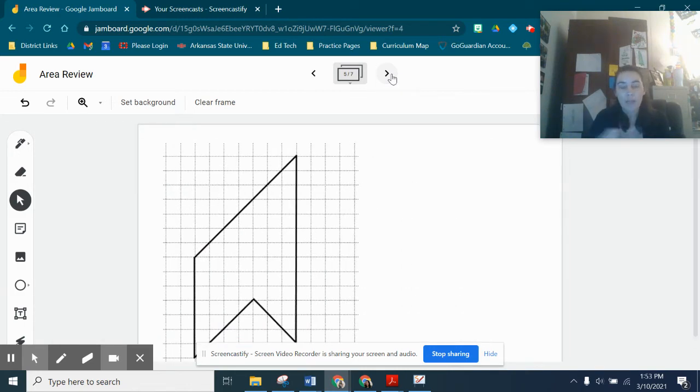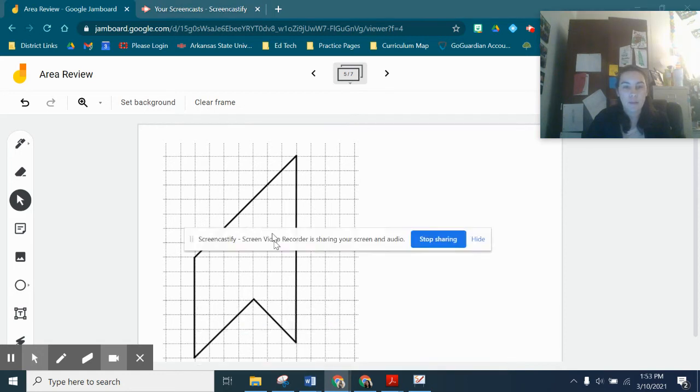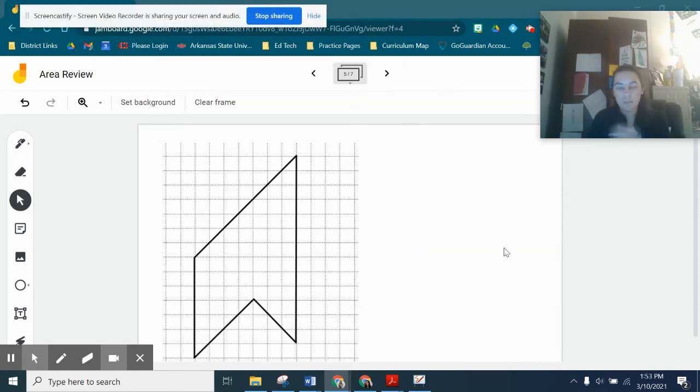Okay, this next one is an irregular shape, so I'm going to move our little thing out of the way. The first thing, when you have a shape that's irregular, you've got to break it into shapes that you do know. So that's the first step I'm going to take: I am going to break the shape into shapes I know.